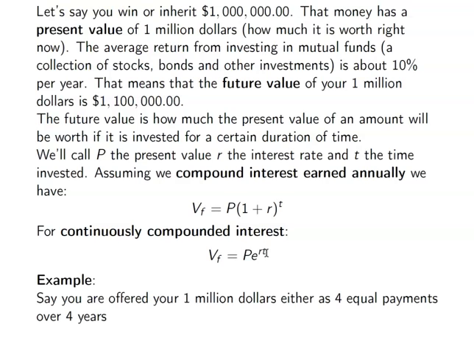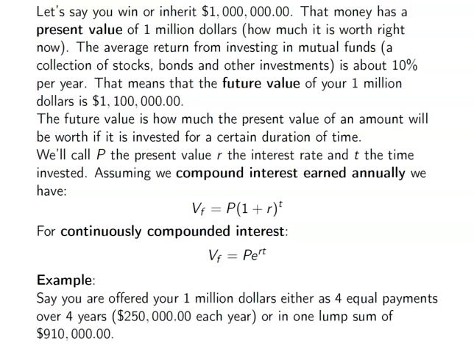So let's go ahead and do an example. Again, let's say that we're offered this $1 million, and we can either take it as four equal payments over 4 years, so a quarter of a million each year, or we can take it in one lump sum of $910,000. Now you might be saying, we're obviously going to take the quarter million, right? That's $1 million. Why would I take a lump sum now that's less than the amount if I just wait 4 years and get the whole amount?